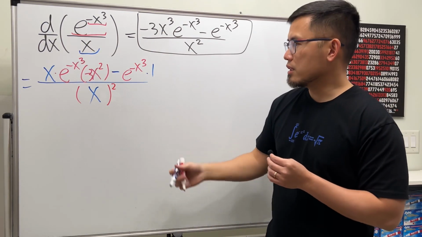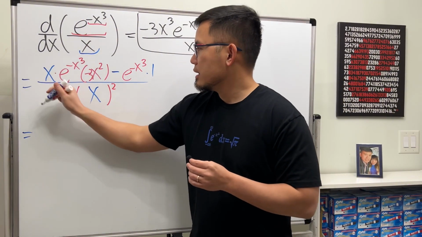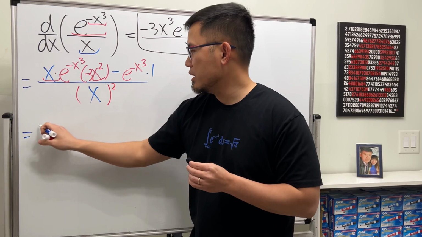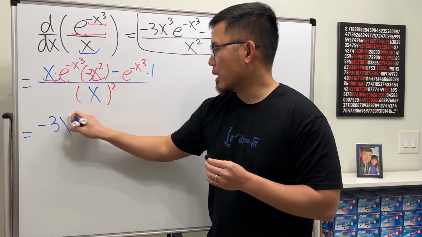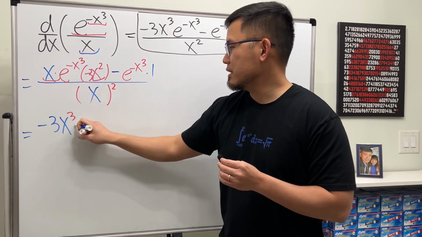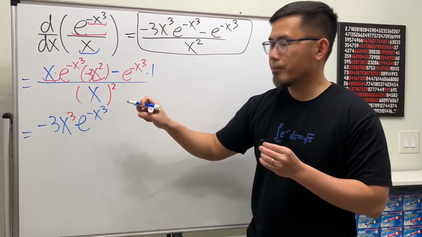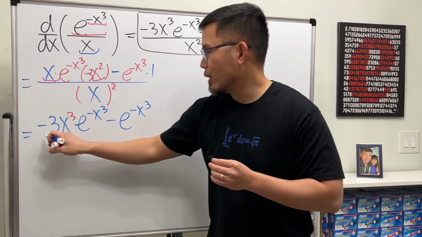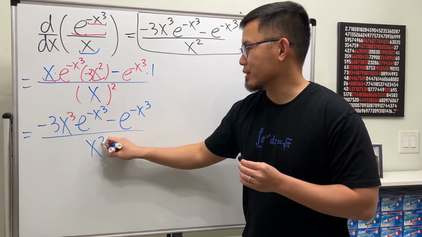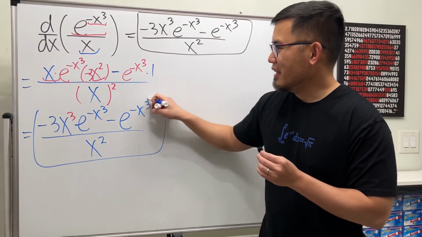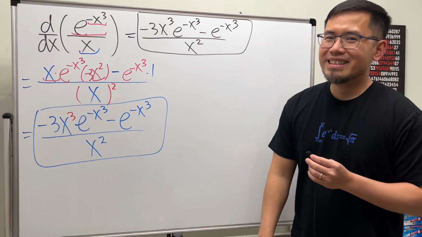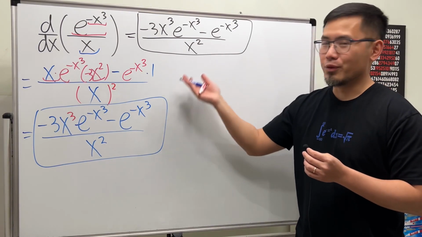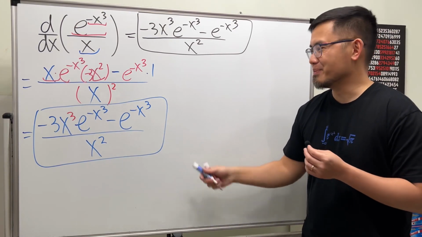And then we can just clean things up a little bit. This times that, and we will just have negative 3, and then x to the third power, and then this is e to the negative x to the third power, and then minus e to the negative x to the third power all over x squared. So I think in this case, if you use the quotient rule, it would be easier. And of course, we have the same answer. So that's it.